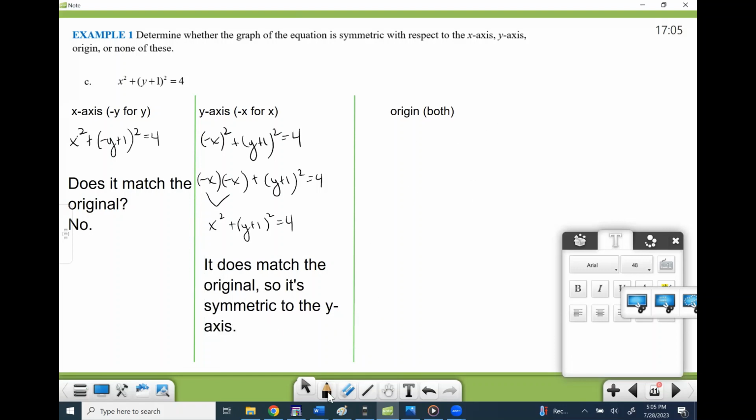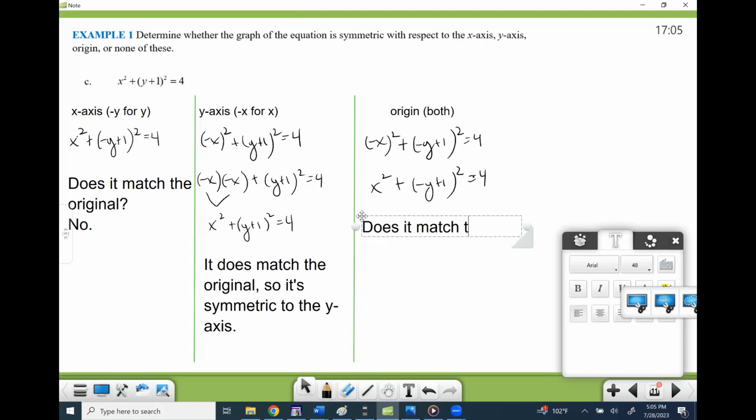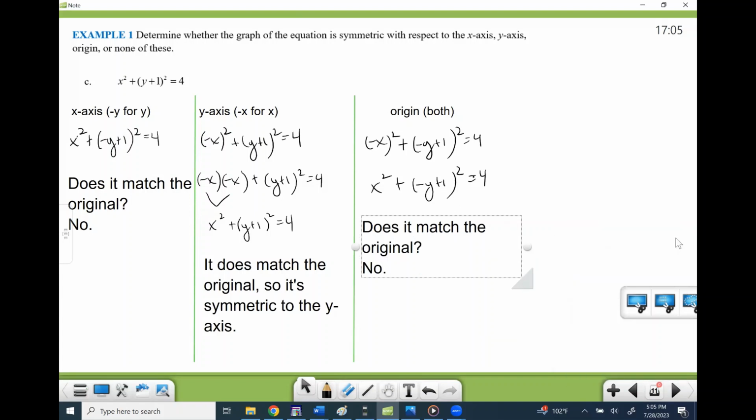All right, now let's check out both. So if we put in a negative x for x and a negative y for y, we know this front part is going to become positive x squared. But this is just like example or part 1 when we check for the x-axis, right? This is not going to match the original because of the negative on the y. Okay. So we only have symmetry to the y-axis.